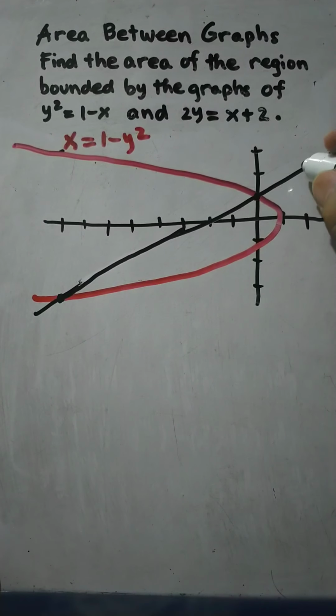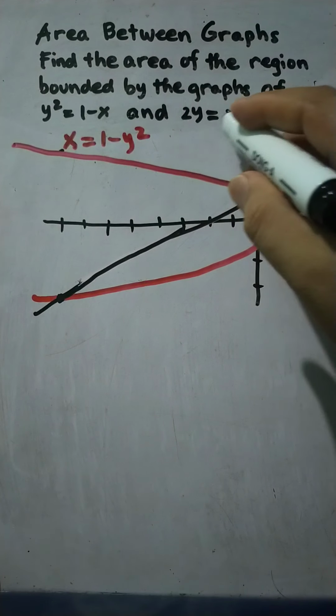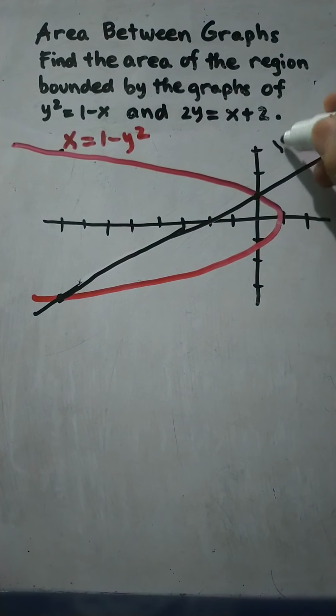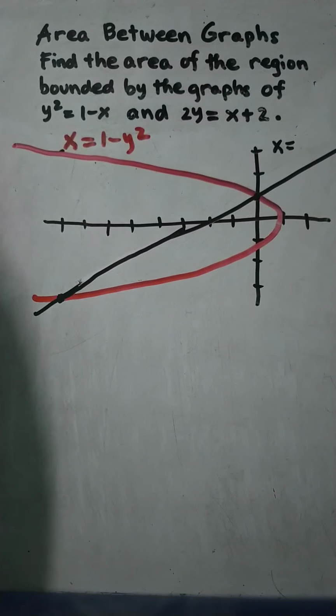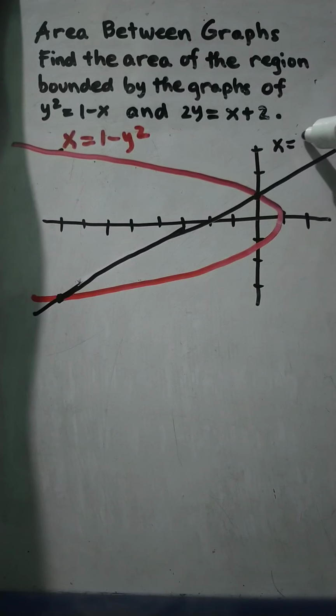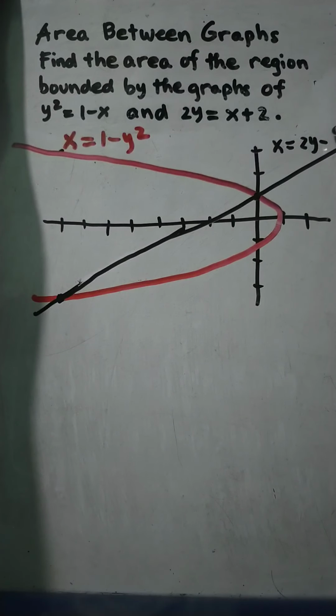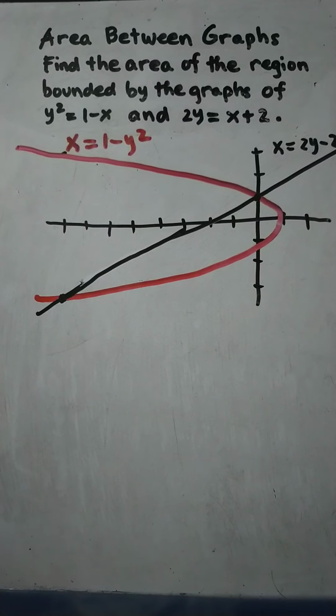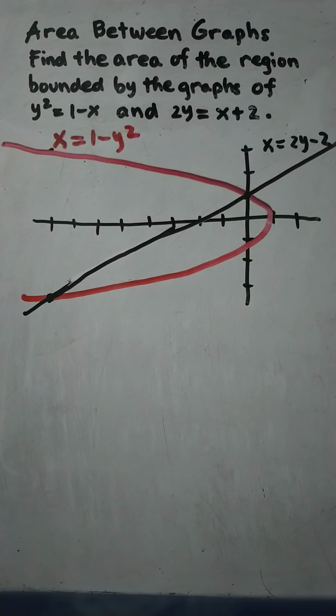Now this line, we have here 2y equals x plus 2, or x is equivalent to 2y minus 2. Okay, 2y minus 2. That is the equation of a line.